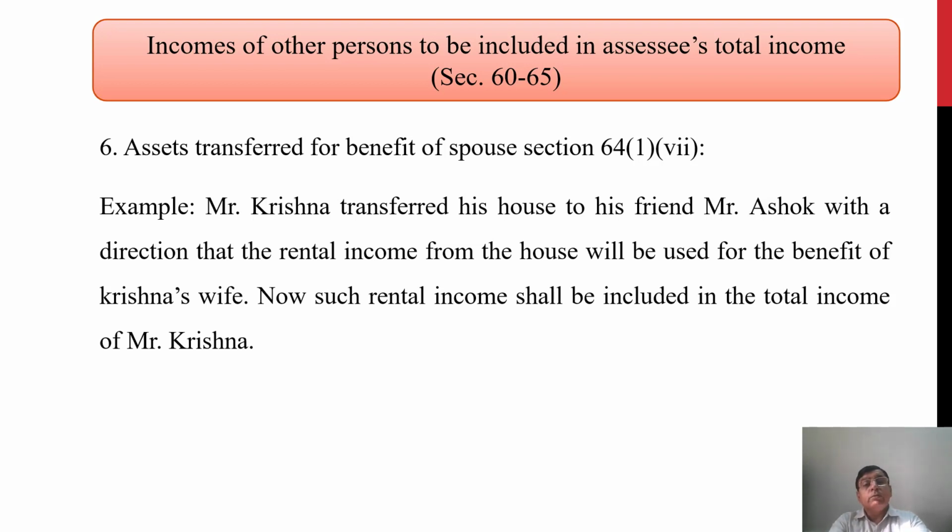For example, Mr. Krishna transferred his house to his friend Mr. Ashok with the direction that rental income from the house will be used for the benefit of Krishna's wife. Now, such rental income shall be included into the total income of Mr. Krishna at the time of calculation of tax liability.